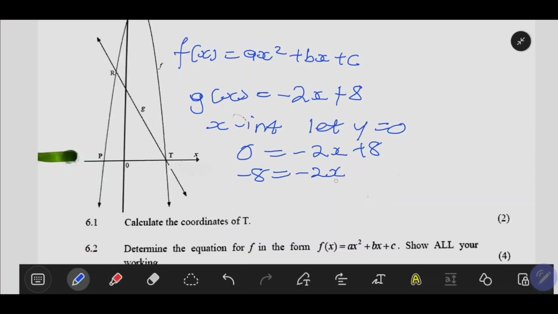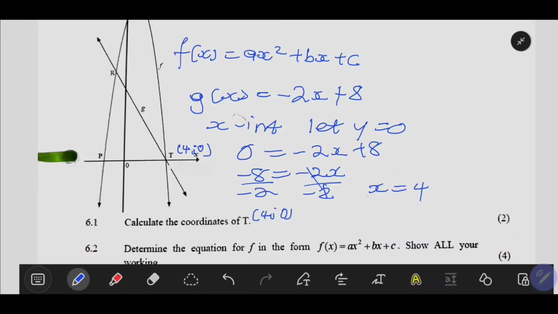Divide both sides by negative 2. Then it means now our x value becomes 4. So it means the value of x here at T is 4. And then we know that the corresponding y value will be 0. So the coordinates of T are (4, 0).